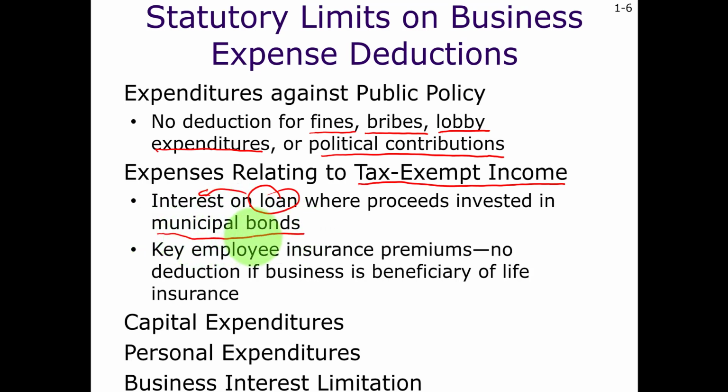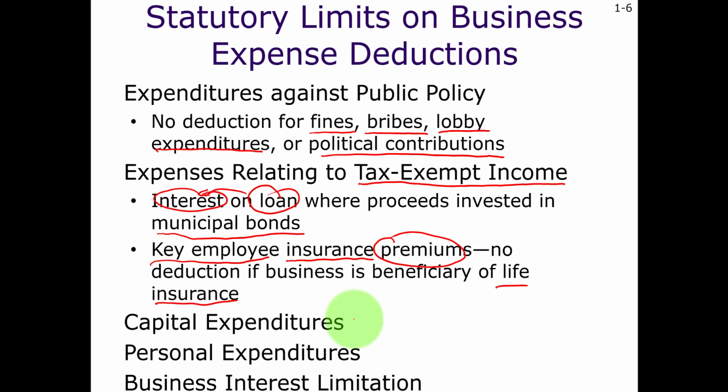So because the proceeds were used to earn tax-free income, the cost for that proceeds, the interest we pay, should not be deductible. Something similar here, we buy life insurance on a key employee, and the cost of paying for this insurance is the premium here. We have to pay the insurance company. The general rule is life insurance proceeds are tax-free. So when you pay the cost to buy that life insurance as premium, the premium cost is non-deductible.